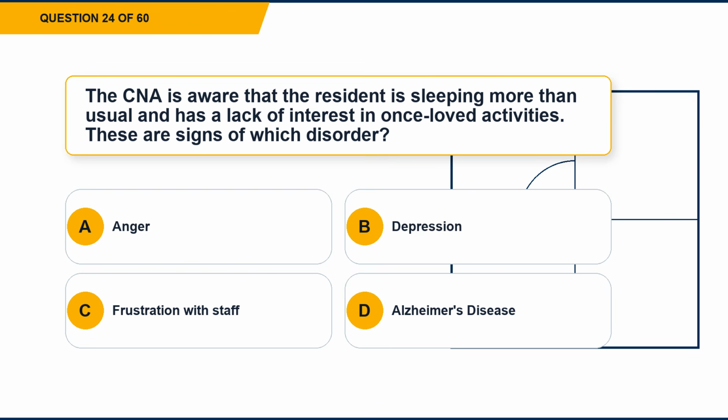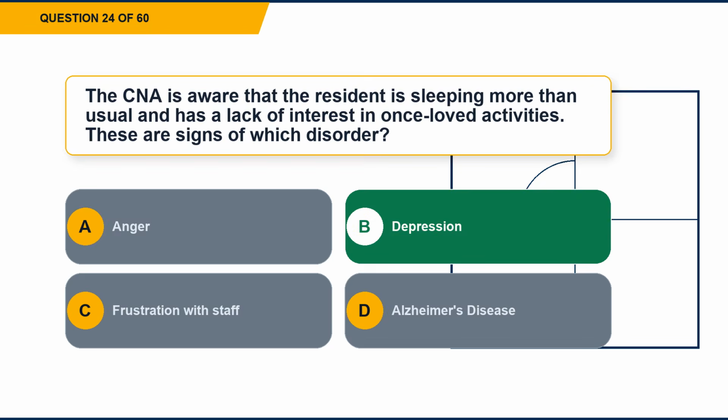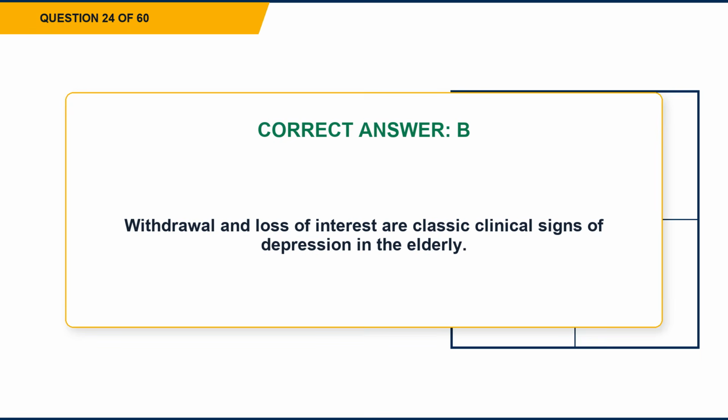Question 24. The CNA is aware that the resident is sleeping more than usual and has a lack of interest in once loved activities. These are signs of which disorder? Option A. Anger. Option B. Depression. Option C. Frustration with staff. Option D. Alzheimer's disease. The correct answer is option B. Depression. Explanation. Withdrawal and loss of interest are classic clinical signs of depression in the elderly.